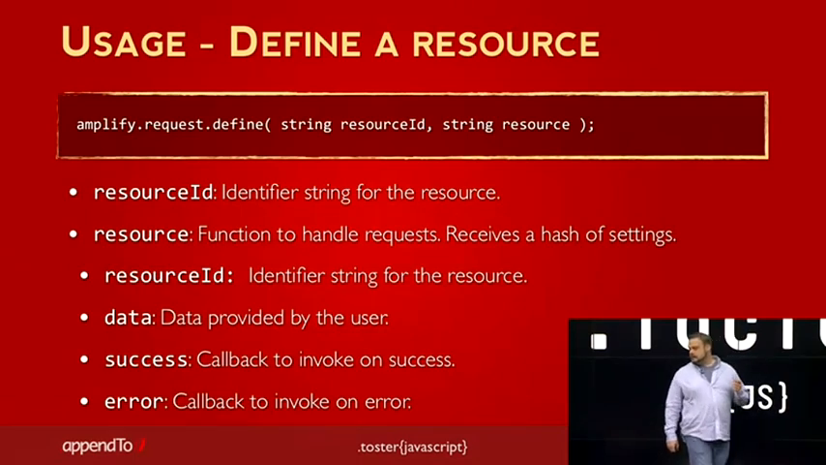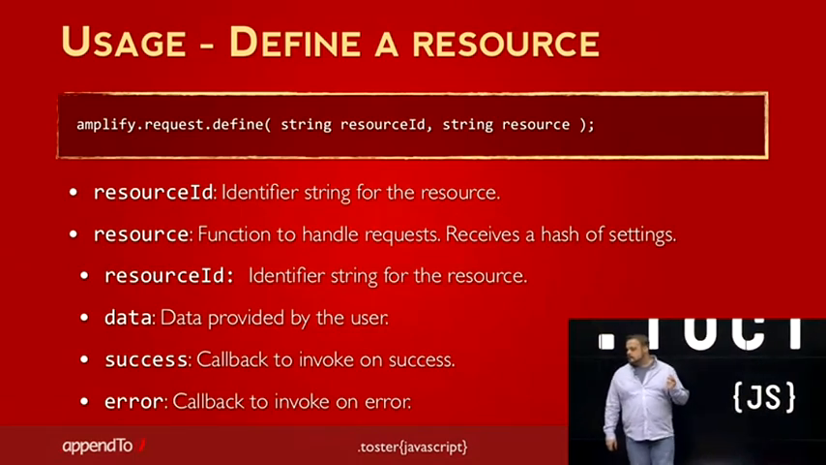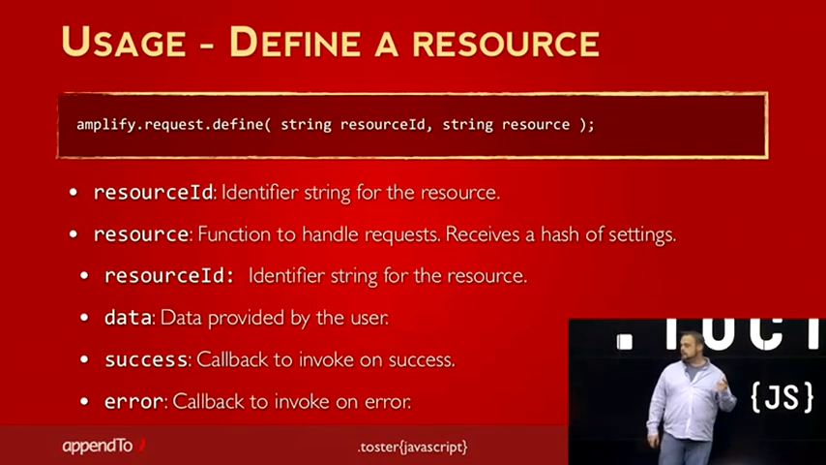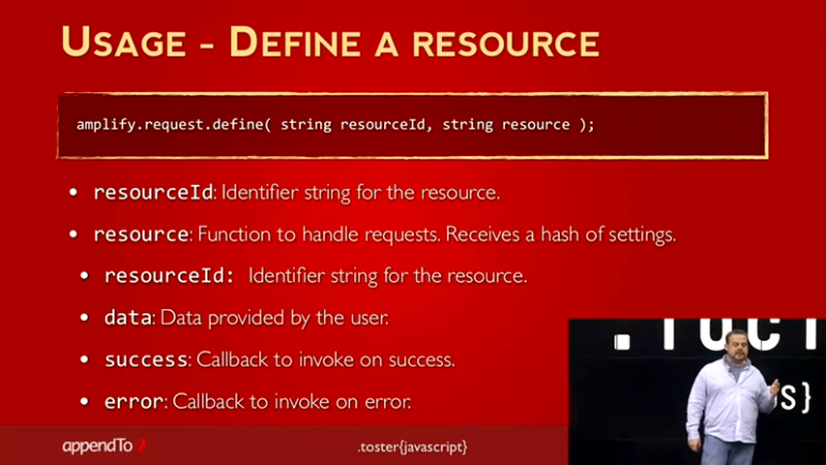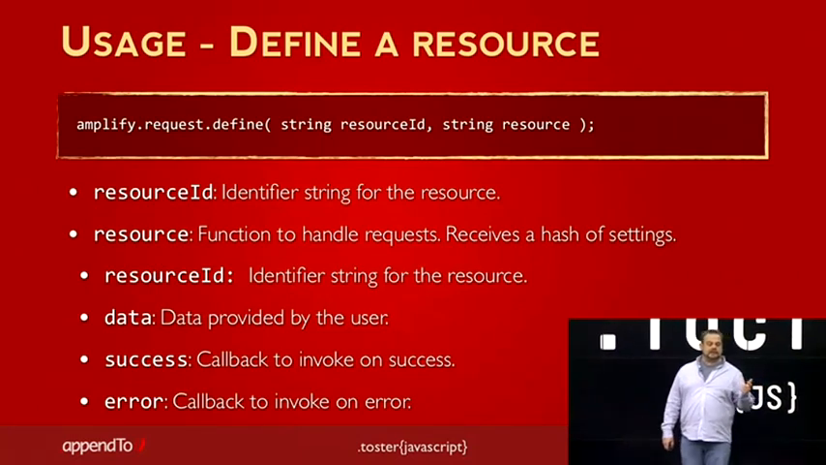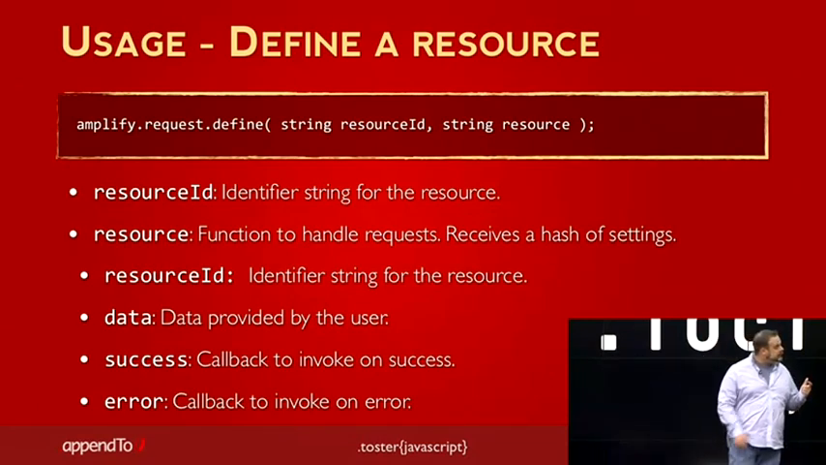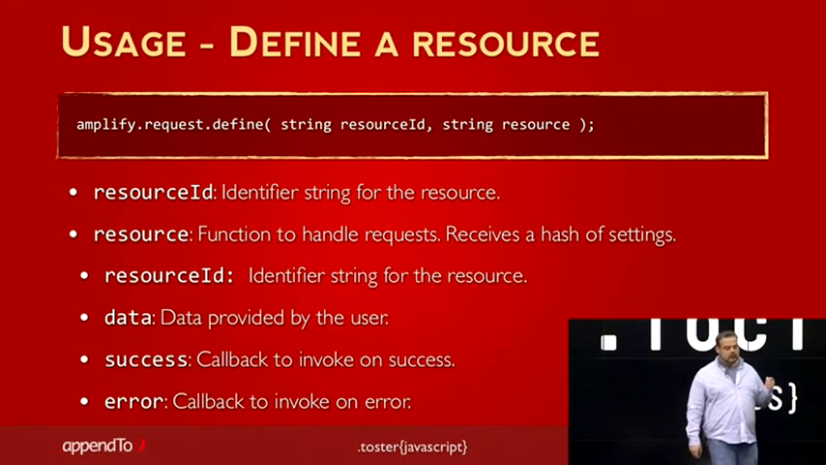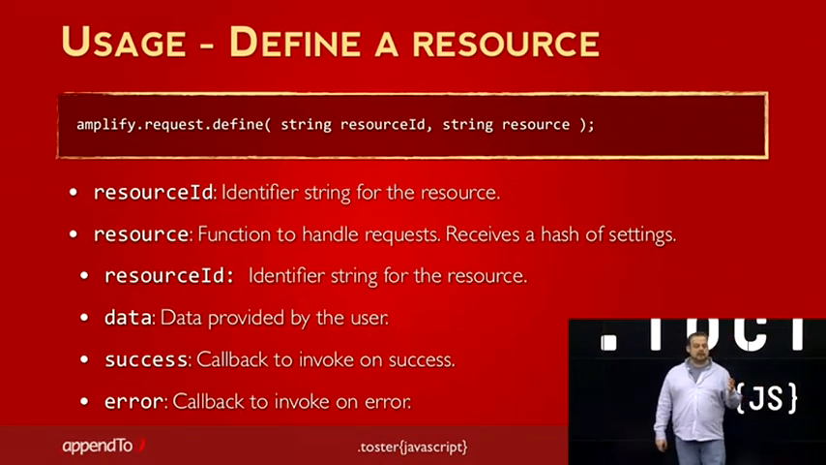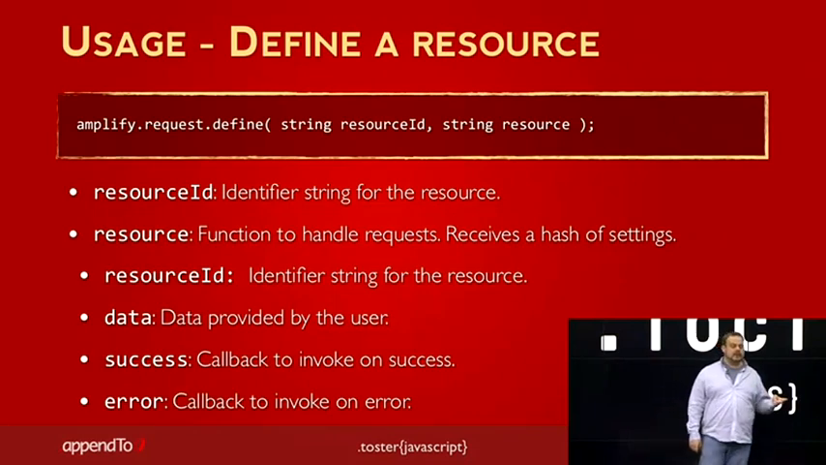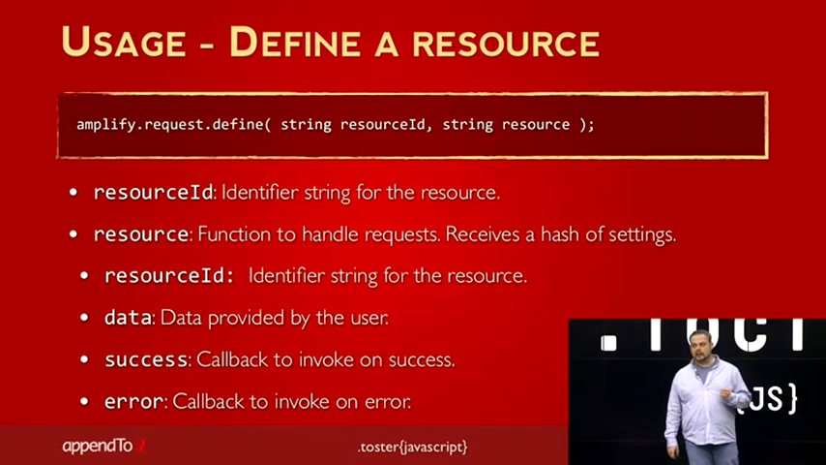Another way of doing this is, and this definition is useful for defining mock requests, and we'll get to that later, but you would send in a string resource ID and a resource. And the resource is a function to handle requests, which receives a hash of settings. I'm noticing that on the slide it's wrong. Instead of string, it should be a function. That hash of settings should have four things to it: a resource ID, data, a success callback, and an error callback.